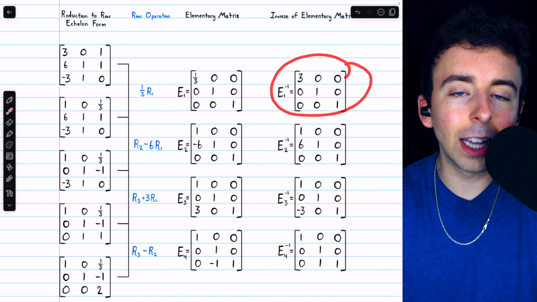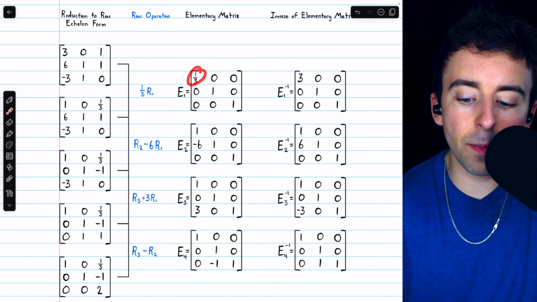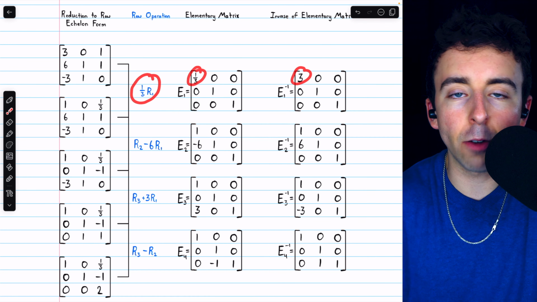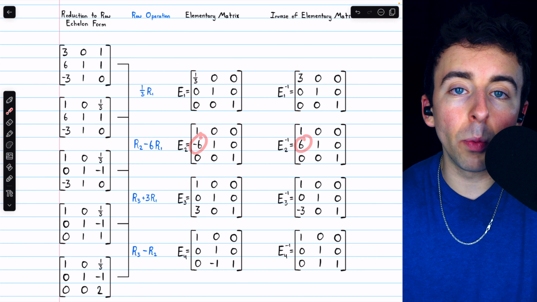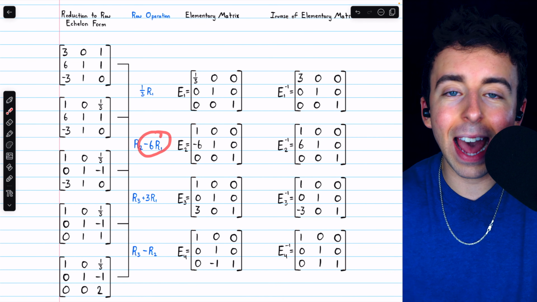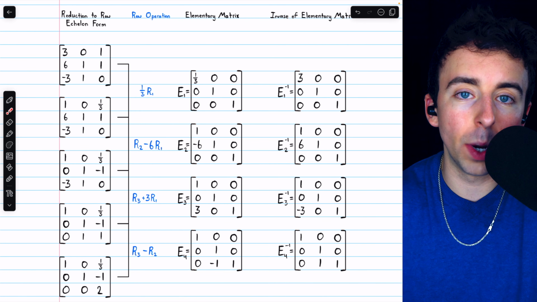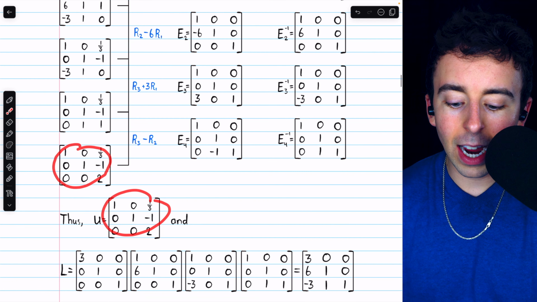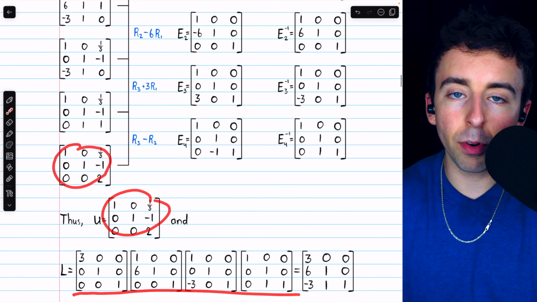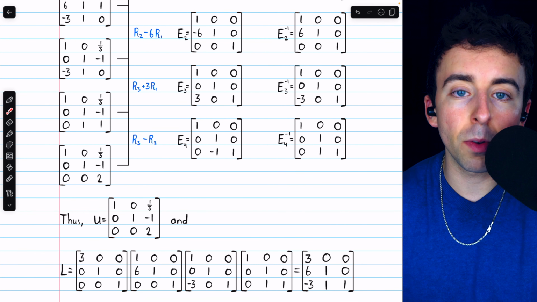Note how the inverse elementary matrix will have a reciprocal if all we did was multiply a row by a scalar, and it will have a negative if what we did was subtract or add a scalar multiple of one row to another. So from all of this, we have that this is the upper triangular matrix, and then L, as we said, is just the product of all of those inverse elementary matrices.